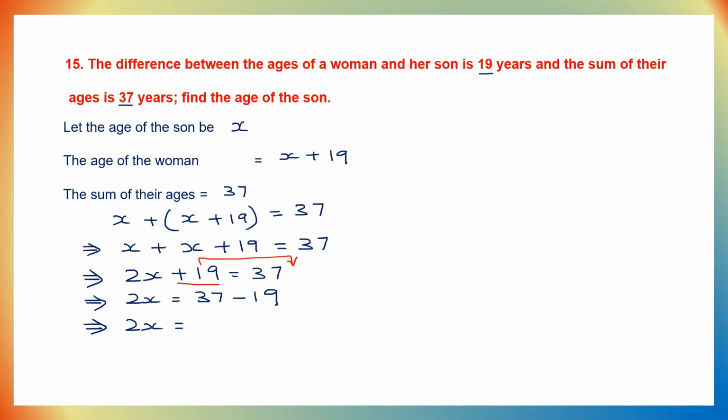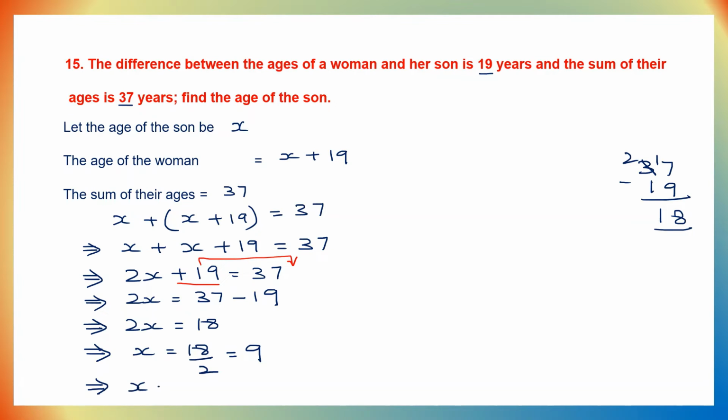So 37 minus 19. Let's subtract and see. 7 minus 9, I'll have to borrow. So that's 17 minus 9 is 8. 2 minus 1 is 1. That's 18. So 2x is 18. That means x will be 18 by 2. So we know 2 nines are 18. So x is 9. Now we have to find the age of the son, and we have found the age of the son to be 9 years.